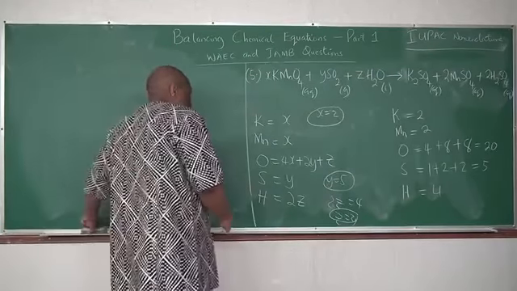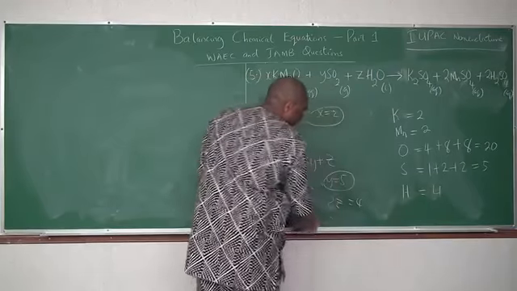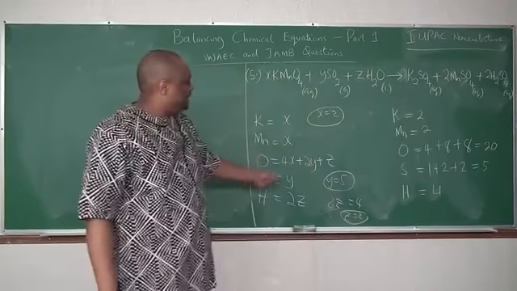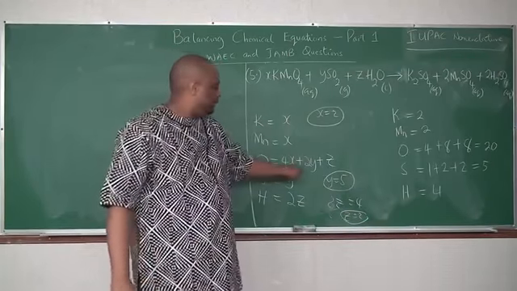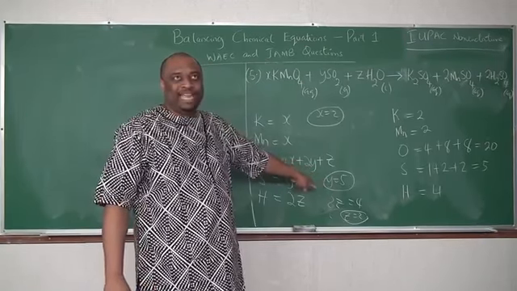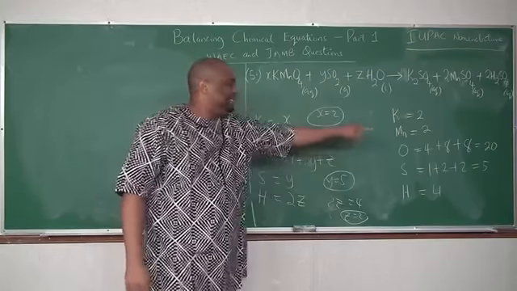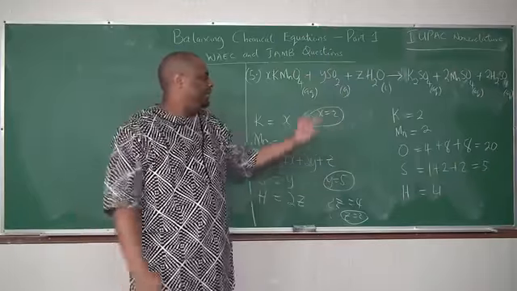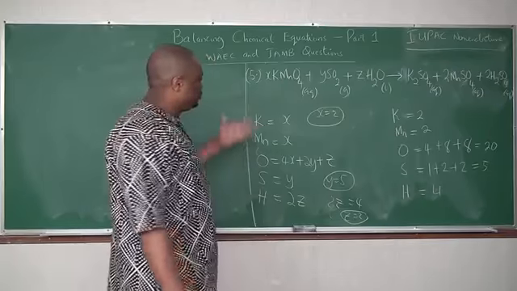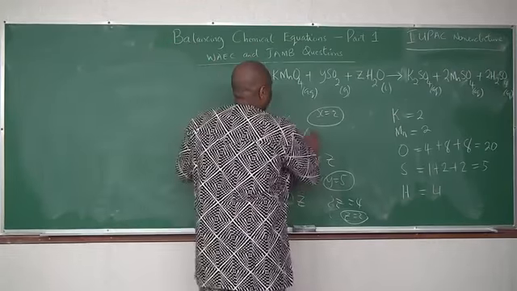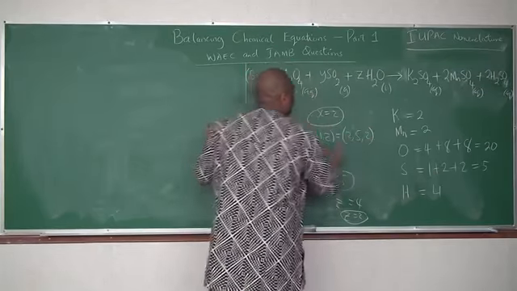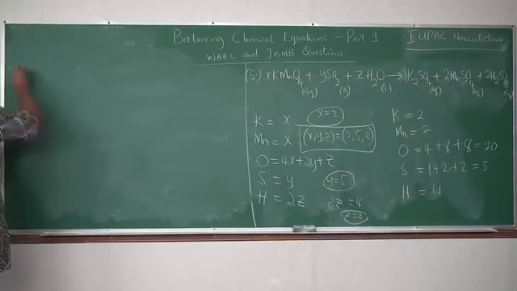And if you want to check it with O, you don't need to, but if you want to, you can see that 4 times 2, 8, plus 2 times 5, 10. 8 plus 10, 18, plus 2 is still 20. It will work out. Okay? So X, Y, Z is 2, 5, 2. And that's it.